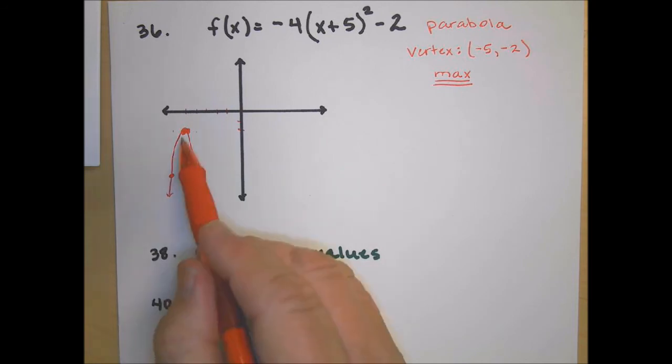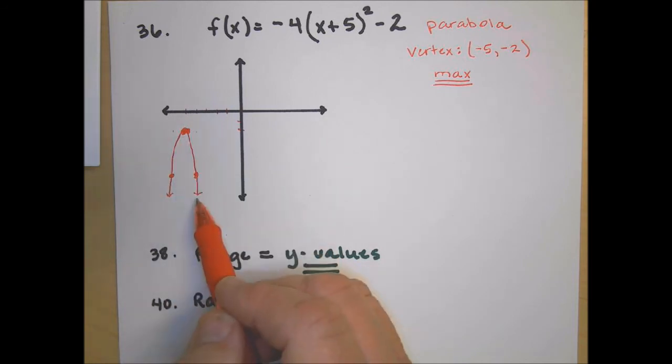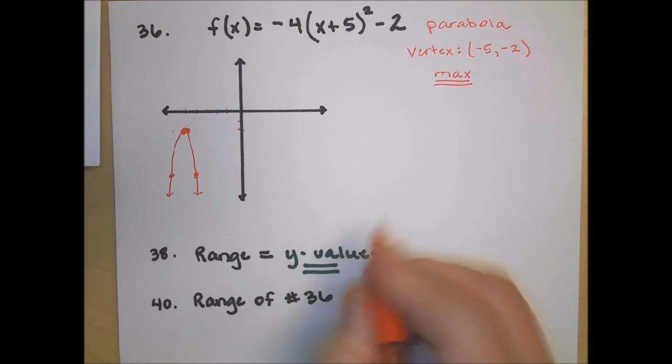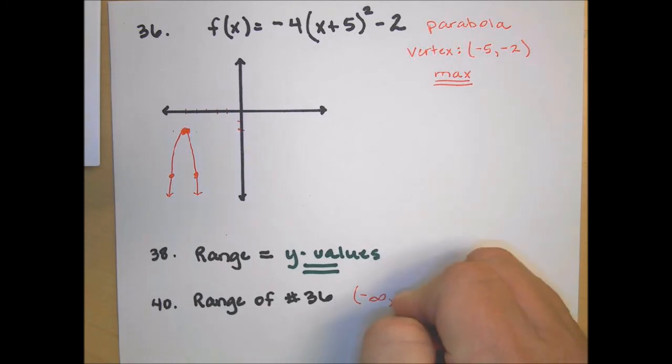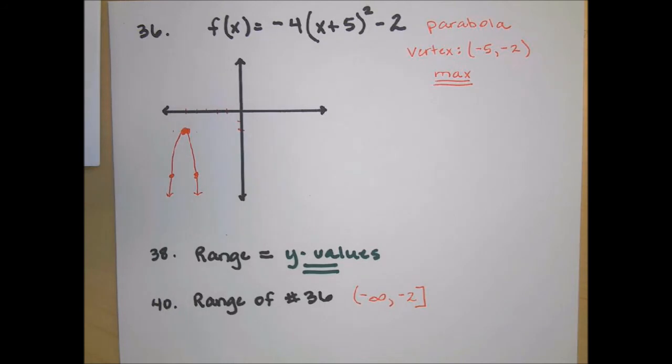Well, since it's a down parabola, the lowest y value on this parabola is going to be -infinity. However, there is a maximum. The highest point on this parabola occurs at -2. And so that would be the range.